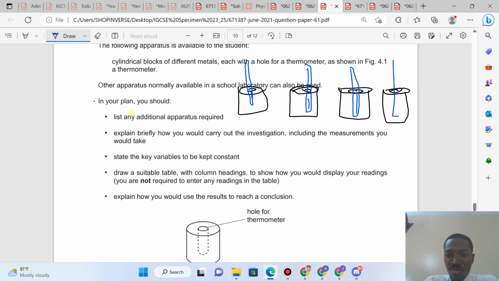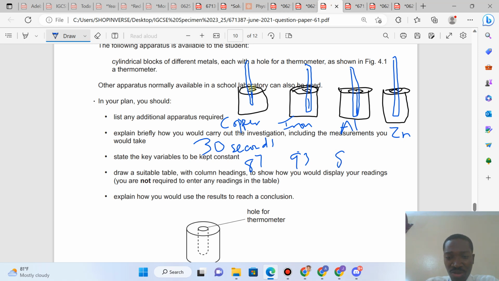So there are 4 metals made from different material. Let's assume the first one was made from copper, and the second one was made of iron, the third one was made from aluminum, and the last one was made from zinc. What happens? As they cool down, let's assume you'll be reading the temperature every 30 seconds. So let's assume after 30 seconds, the temperature of copper has gone down to 87, temperature of iron has gone down to 93, temperature of aluminum has gone down to 82, zinc has gone down to 94.